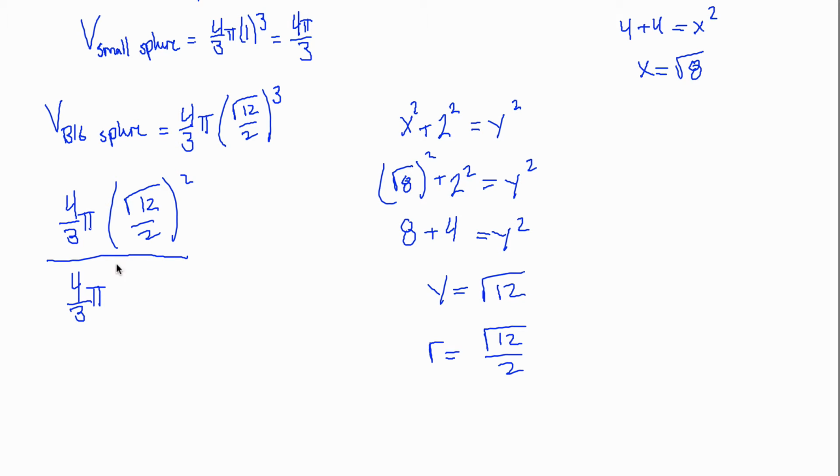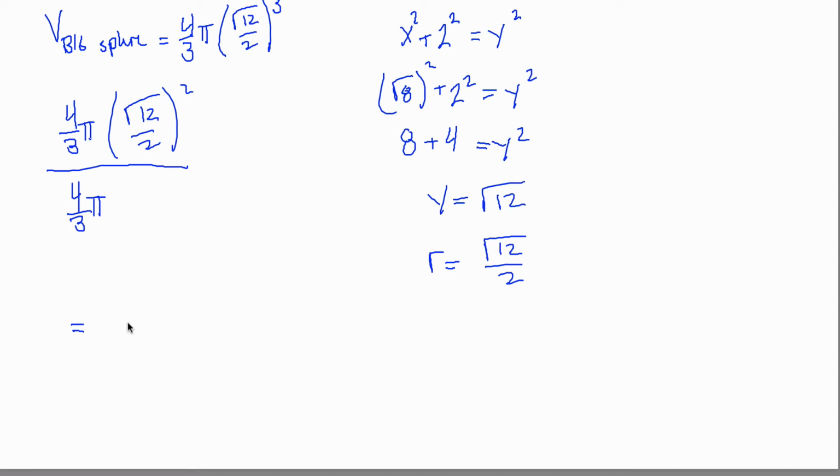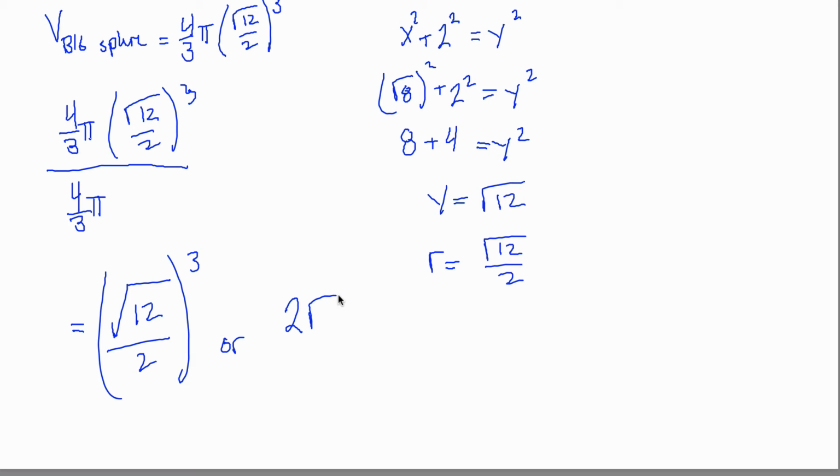But a nice thing happens. This cancels out with this, so that I'm left with this. Oops, this is cubed up here. I'm left with just the square root of 12 divided by 2, cubed. And this is a perfectly good answer. There are different ways that you can write this answer. Maybe it turns out, and I don't really care one way or another, that this is 2 times the square root of 3.